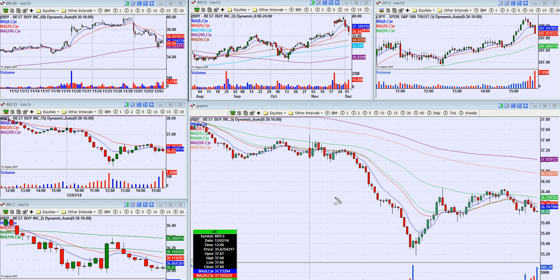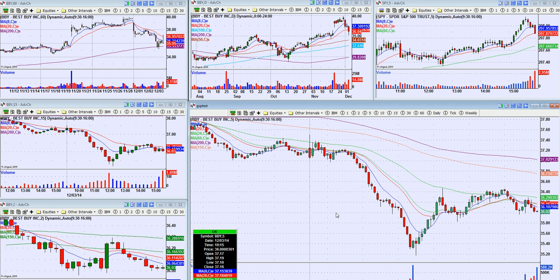But what I've done here is, you'll see, actually I'm showing you Best Buy, BBY. This chart here, 5-minute candles. This one, 2-minute, 15-minute, 60-minute, and daily candles, okay? And then this one up here is the SPY on 5-minute candles. All right, so let me turn off the drawing tool.